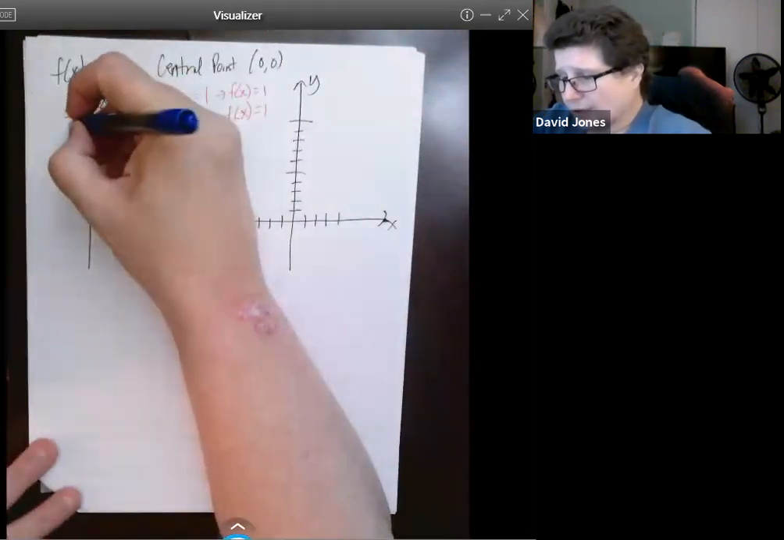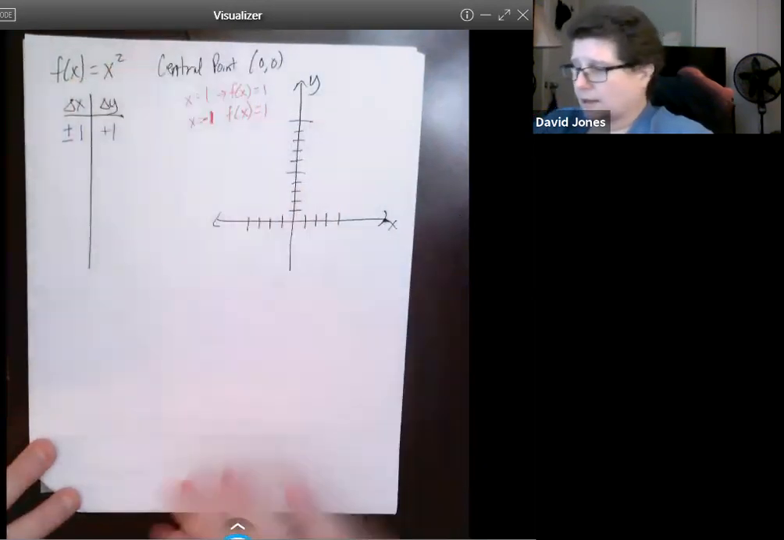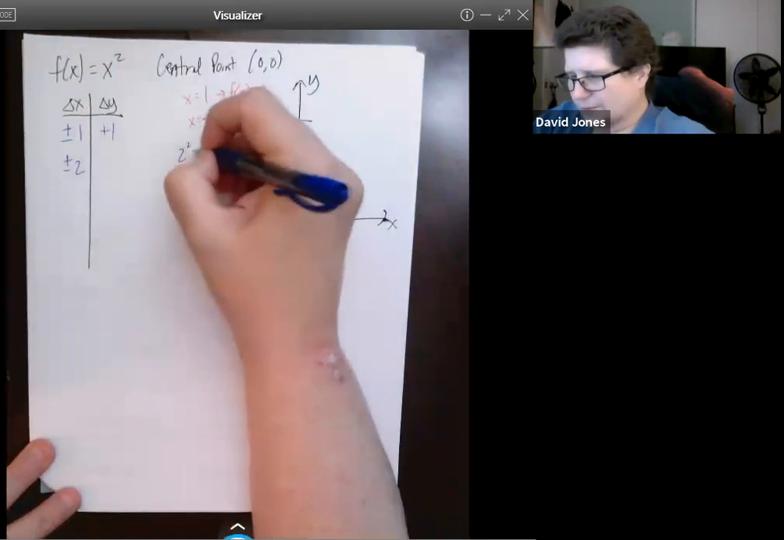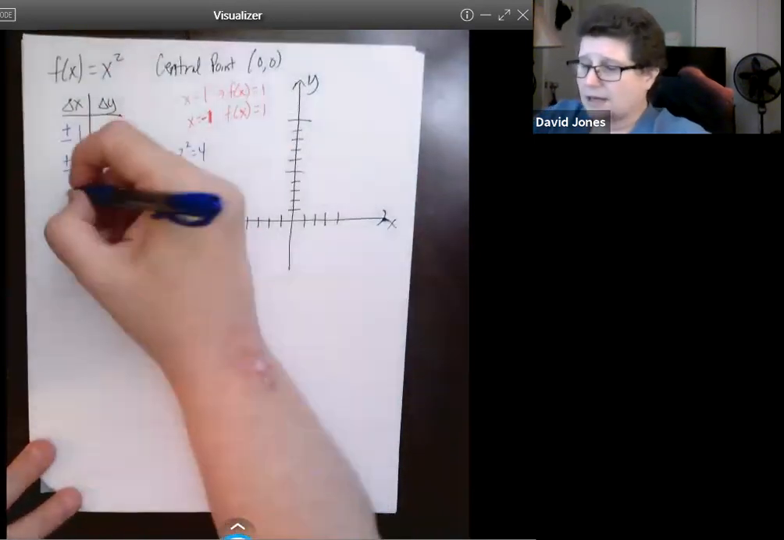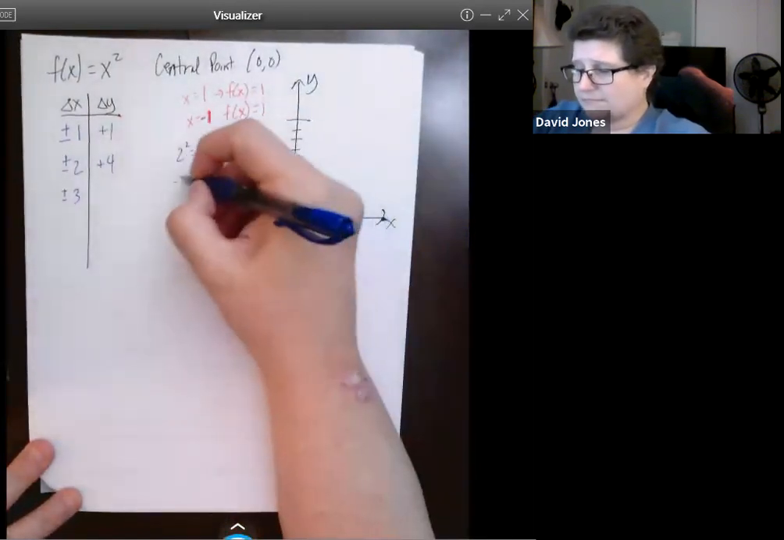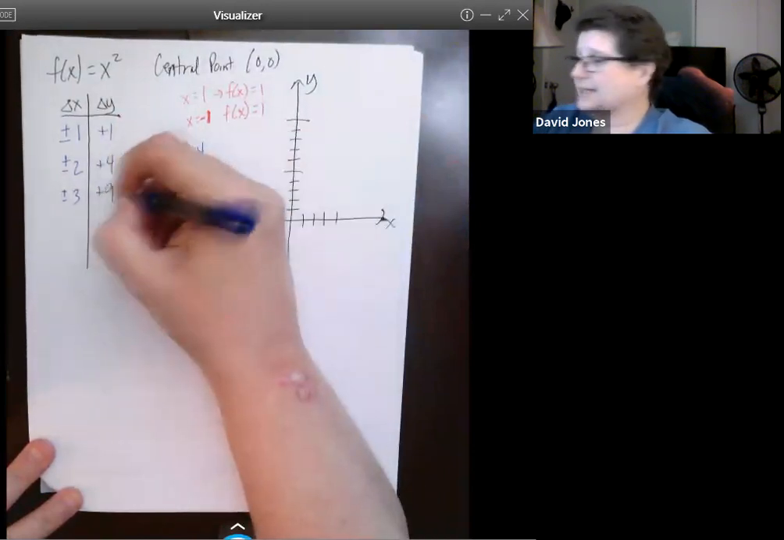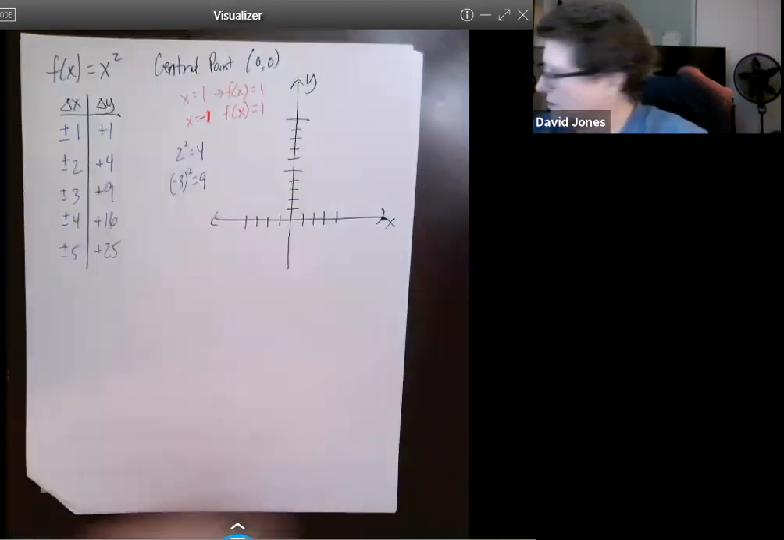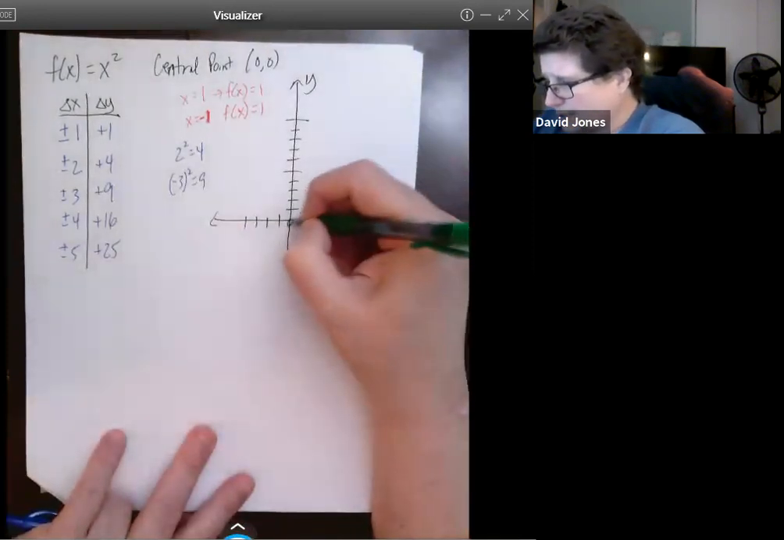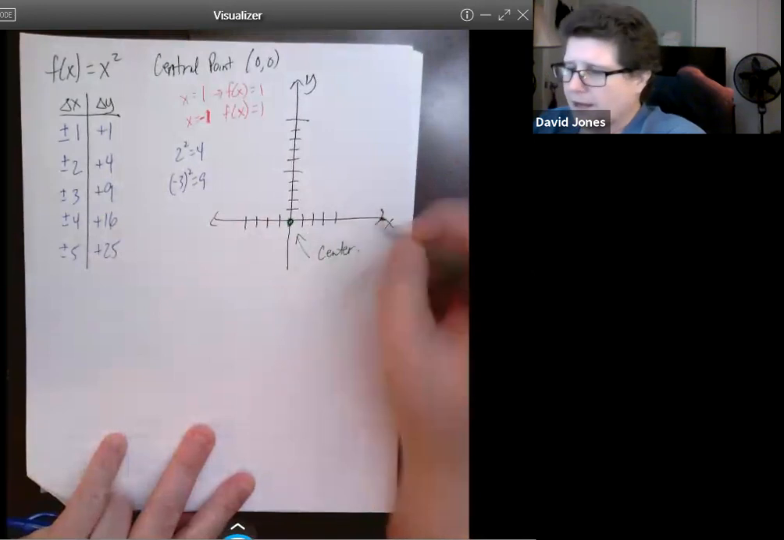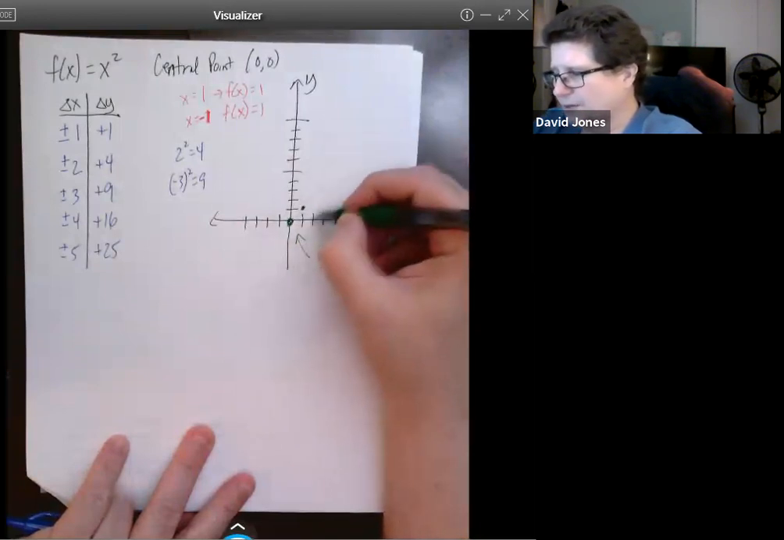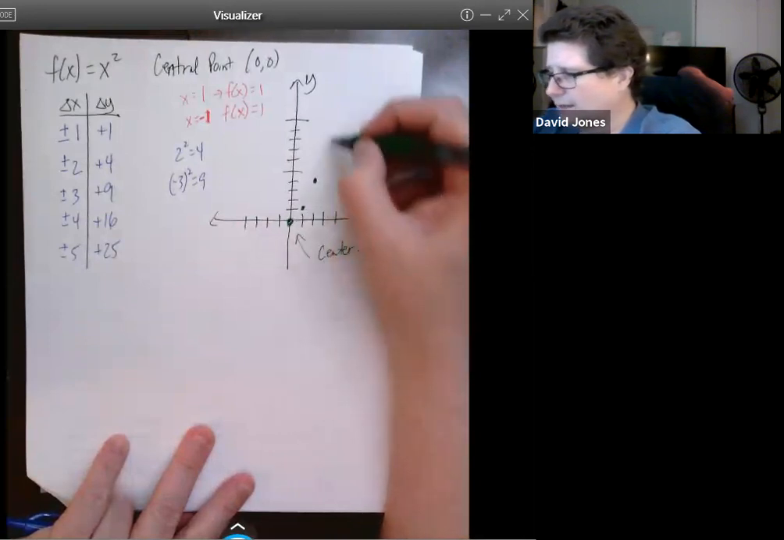So I can go left or right 1, and I got to go up 1. And if I put in 2, left or right 2, I square 2, 2 squared equals 4. So we got to go up 4. If I put in plus or minus 3, negative 3 squared is 9, so plus 9. And we could keep going, 4, 5. This is going to be up 16, up 25. I didn't leave myself room to do all those. My central point is right there. From there, I'm going to go right 1, up 1. Right 2, up 4. And right 3, up 9.